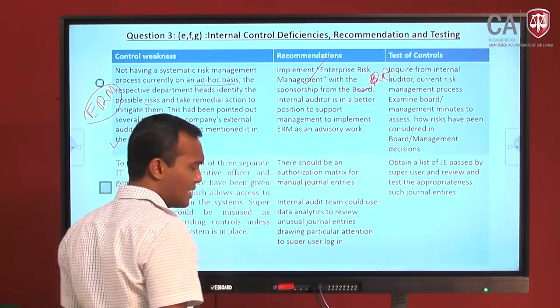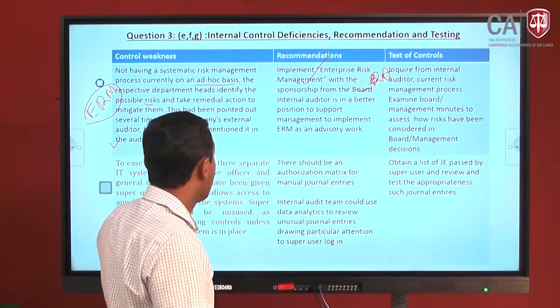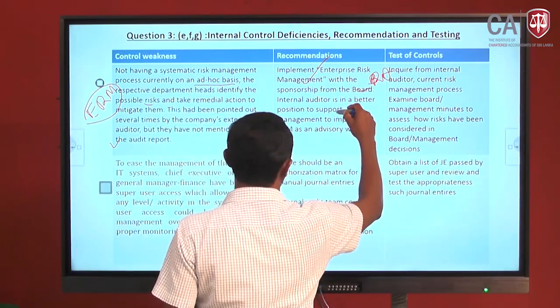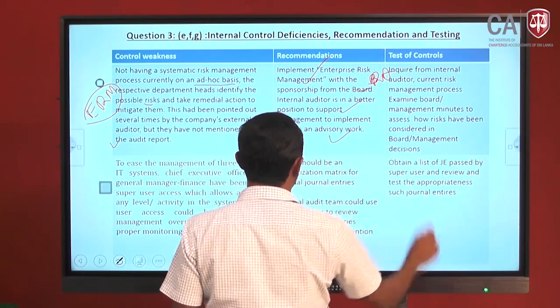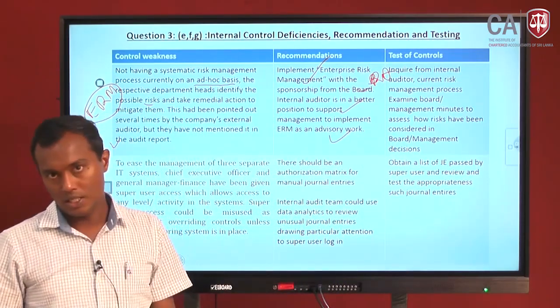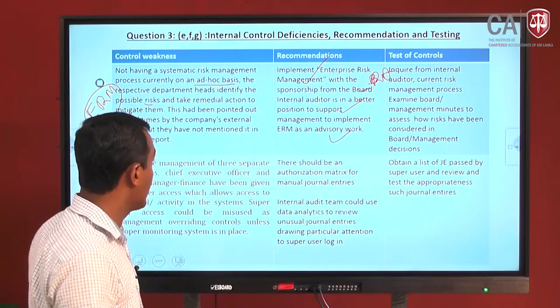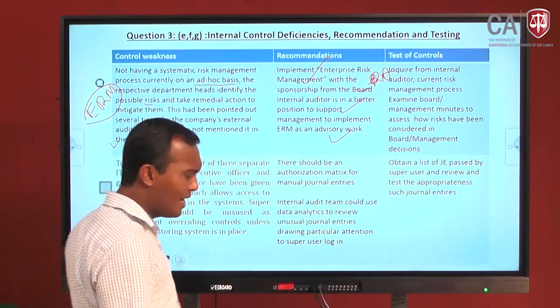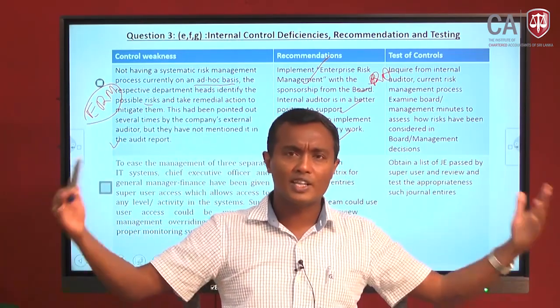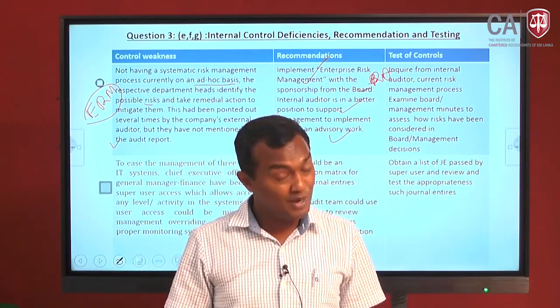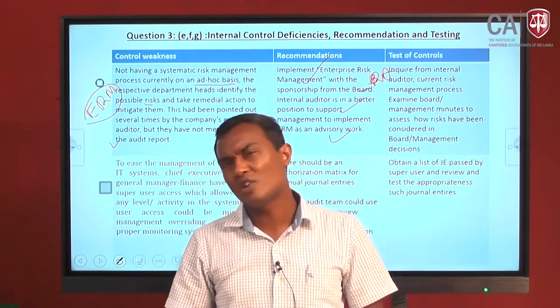And because this case study is silent about the risk manager, maybe internal audit is also silent, but internal audit is in a better position to support management to implement ERM as advisory work, right? Remember, the internal auditor plays both roles, advisory and assurance. And now, if you want to see whether risk management is actually working in a company, what can you do?